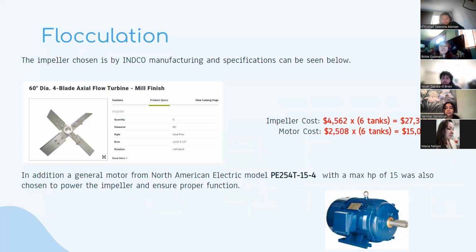So for flocculation, since it is a slower mixing process, the impeller chosen is the 60-inch diameter four-blade axial flow turbine. For this, the approximated cost estimate per impeller was 4,562, which brought it up to a total of 27,372. And then for the motor, each motor would be approximately $2,500. And for the motor chosen, it was the North American Electric model with a max HP of 15, which is significantly lower than the HP required for the coagulation motor.